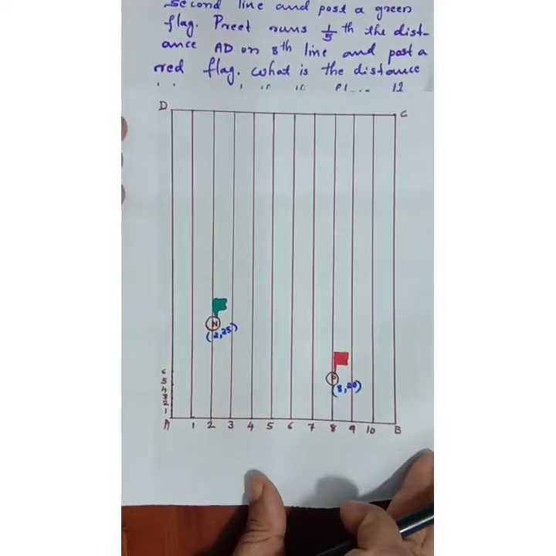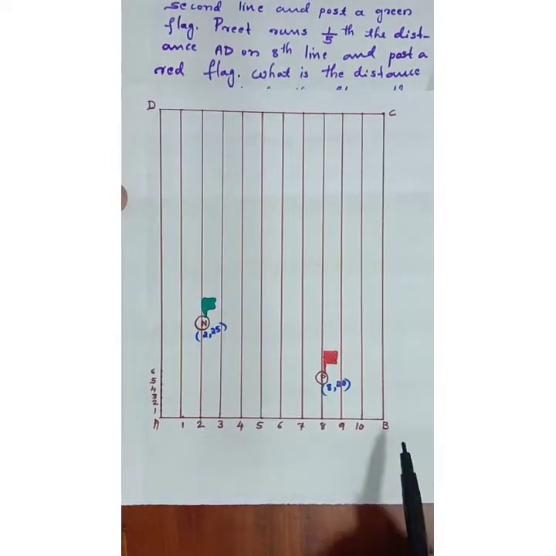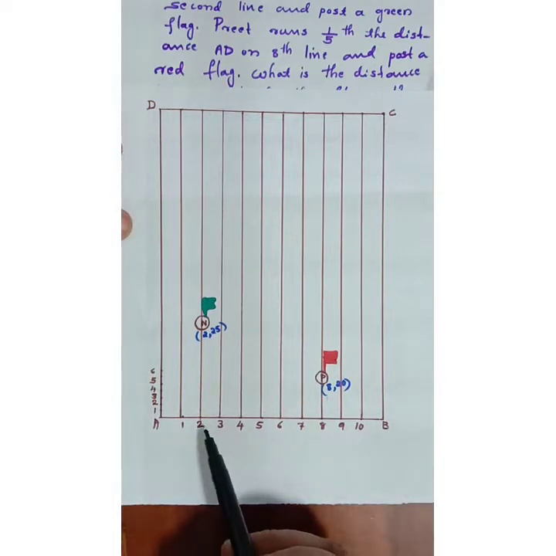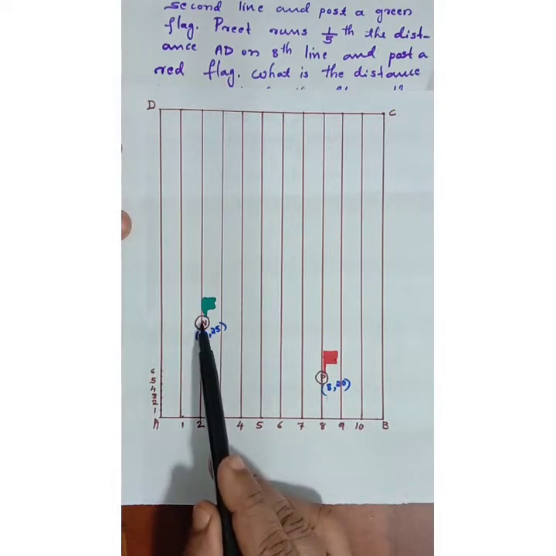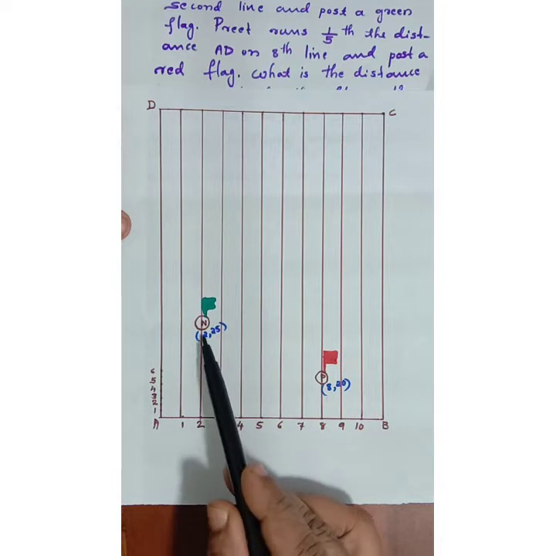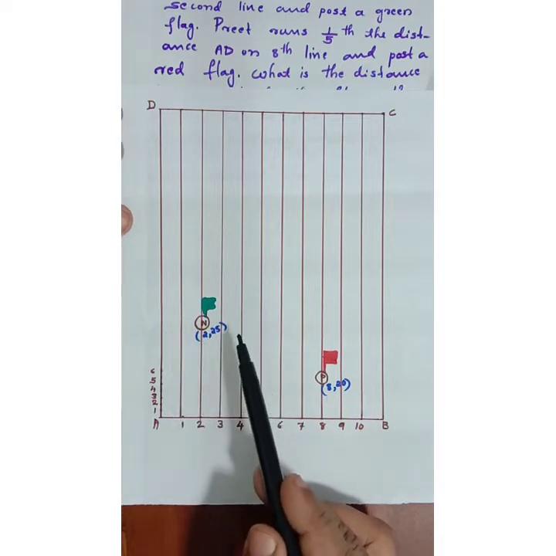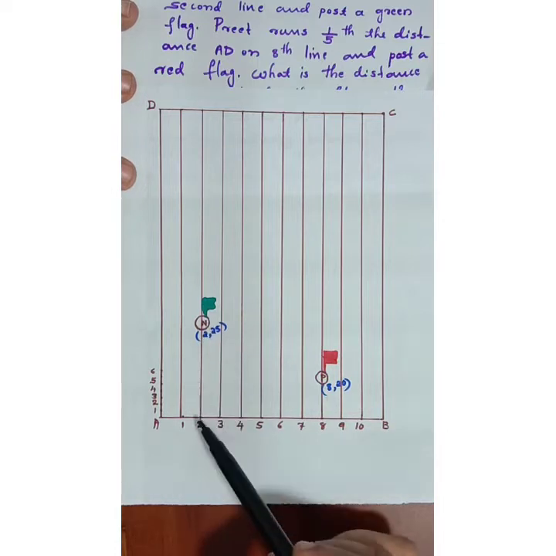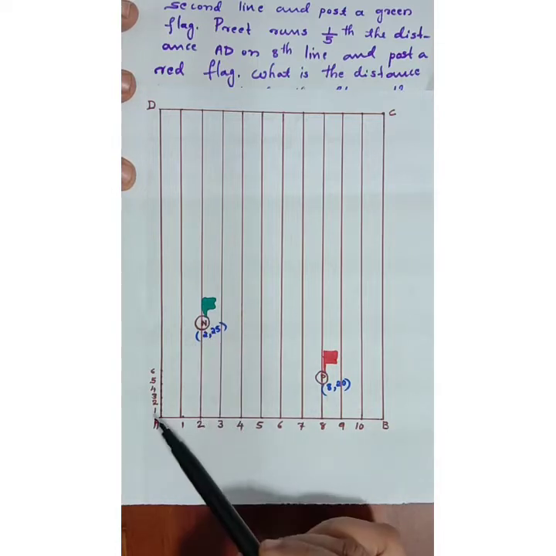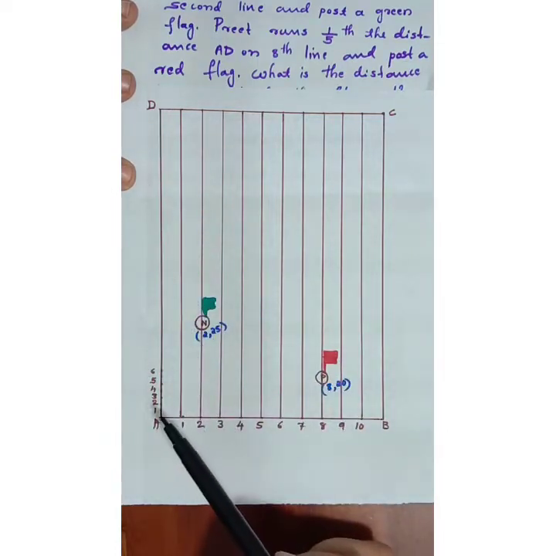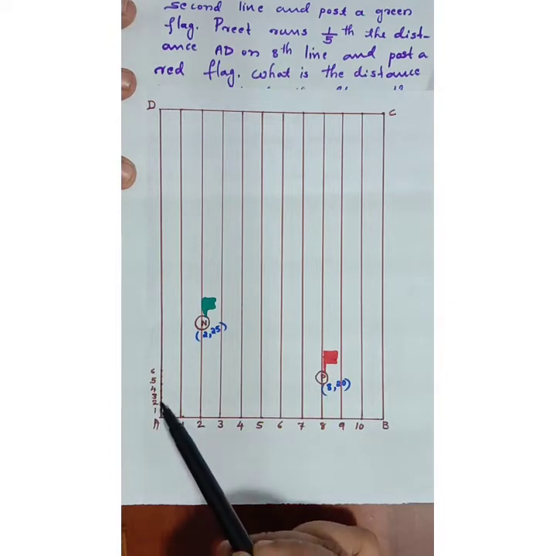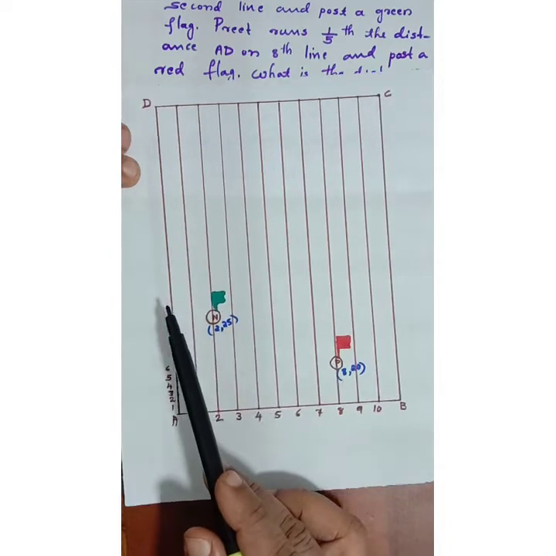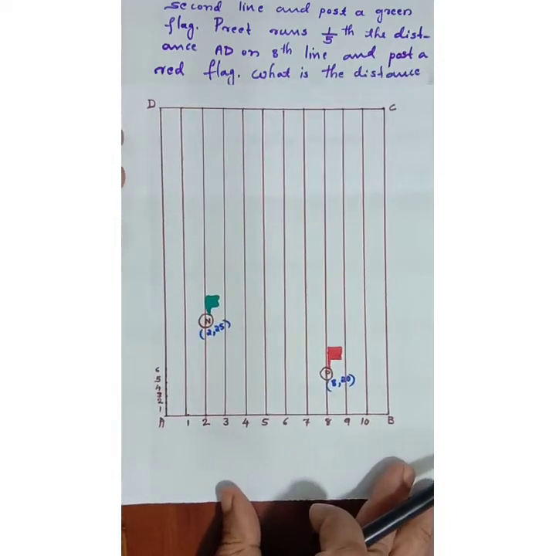Now Niharika runs 1/4 of the distance AD on the second line. N stands for Niharika. On the second line, 1/4 of the distance of AD. That means 1/4 of AD. The length of AD is 100 because 1 meter each flower pot is kept. So 100 flower pots kept means 100 meters is the distance of AD.